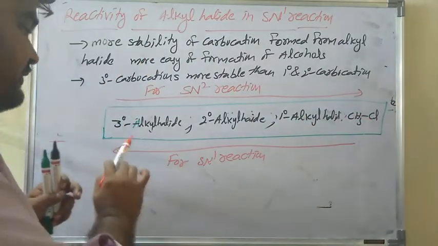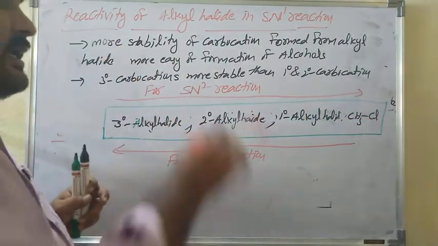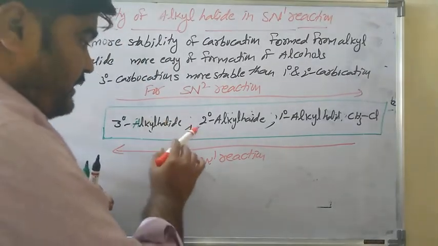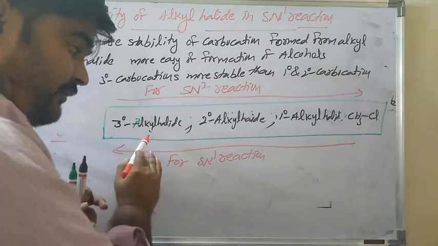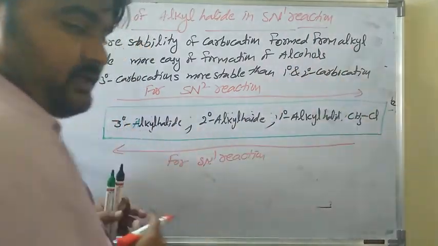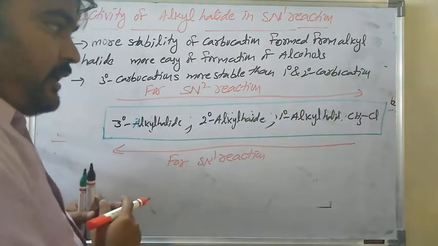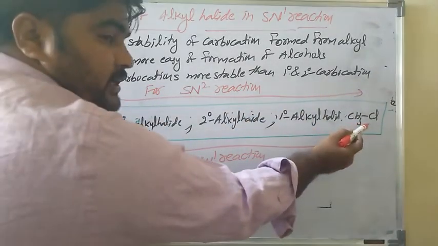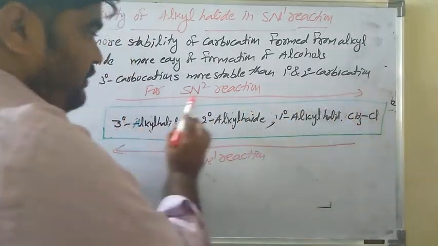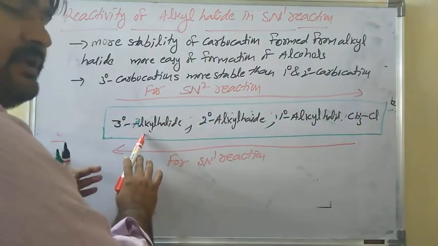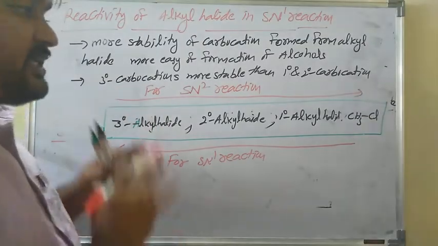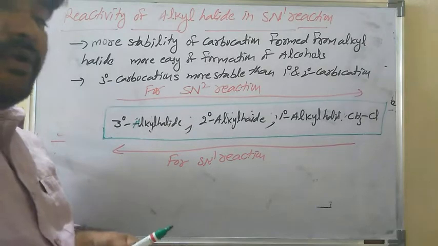In SN1 reaction, tertiary alkyl halide is more reactive. In SN2 reaction, tertiary alkyl halide is very less reactive. In SN1 reaction, methyl chloride is less reactive. In SN2 reaction, methyl chloride is more reactive, but in SN1 reaction it is very less reactive. For SN2 reaction, tertiary alkyl halide is less reactive, but in SN1 reaction it is more reactive. It is very important, the reactivity of alkyl halides.